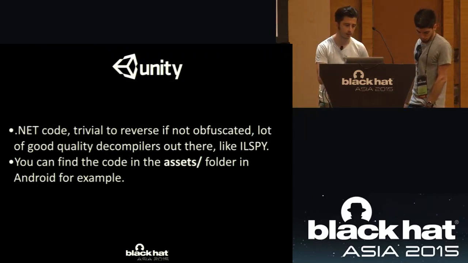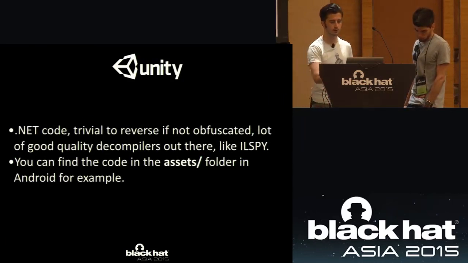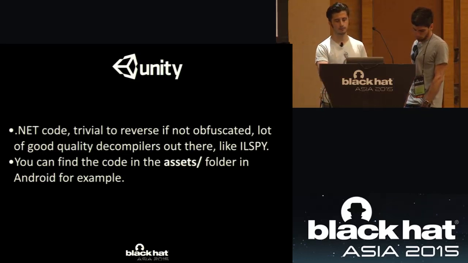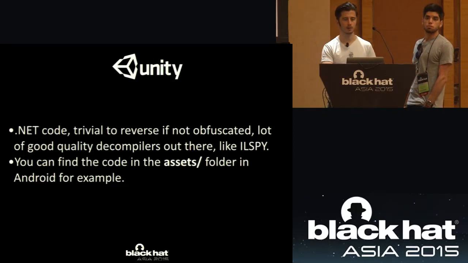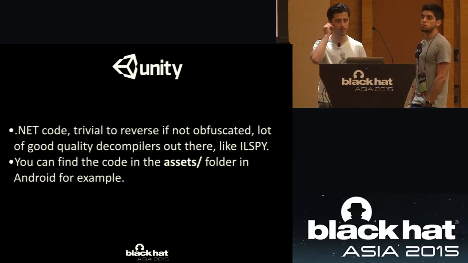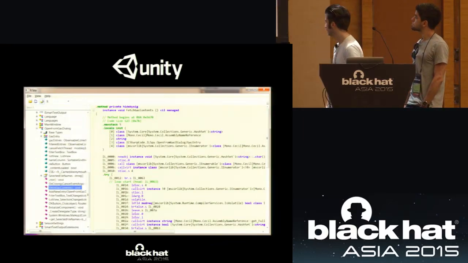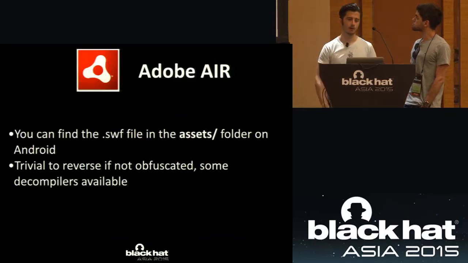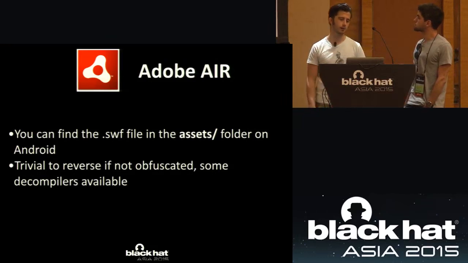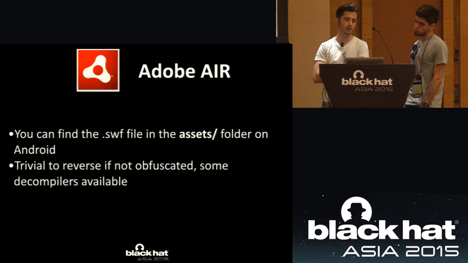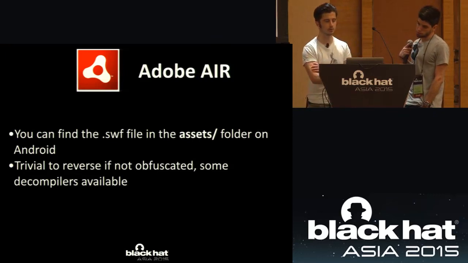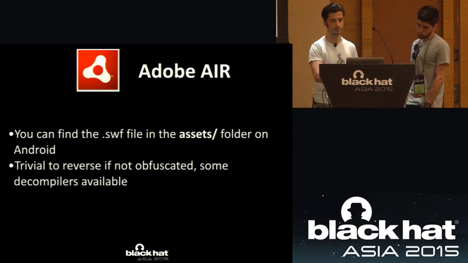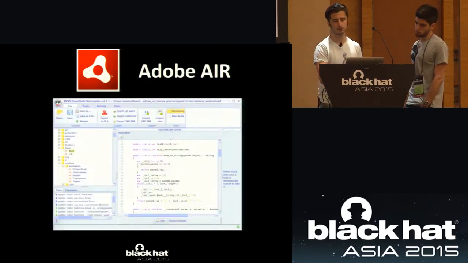Last but not least, there is a Unity framework which is coded in .NET, like we said before. And if it's not obfuscated, it's very easy to decompile, because the .NET platform is really good in terms of decompiling. You can use, for example, ILSpy, which is a very good .NET decompiler, and you can just start reversing the code from there. And Adobe Air, which is very famous, like we said, they are storing the code in SWF files inside of the asset folder on Android. And it's trivial as well to reverse, like the Unity one, because a lot of decompilers are available for Flash. So you can just start reversing from here as well.